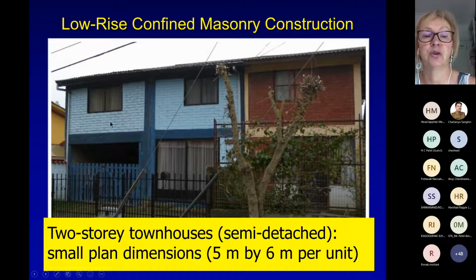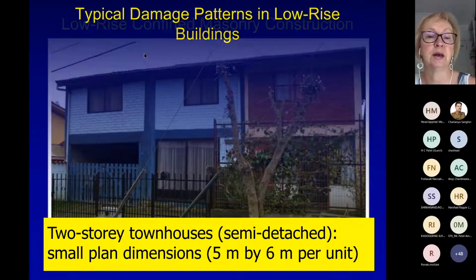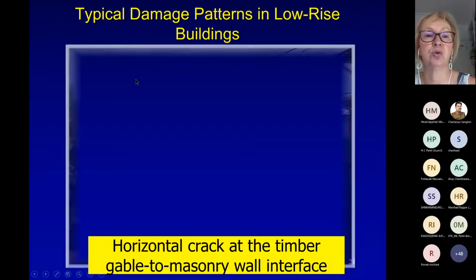So it has ground floor and upper floor, and the plan dimensions are only 5 by 6 meters. So 5 in one direction, 6 in the other direction for a single dwelling, and then they have 2 floors. So it's a small area total, but some families live in those.